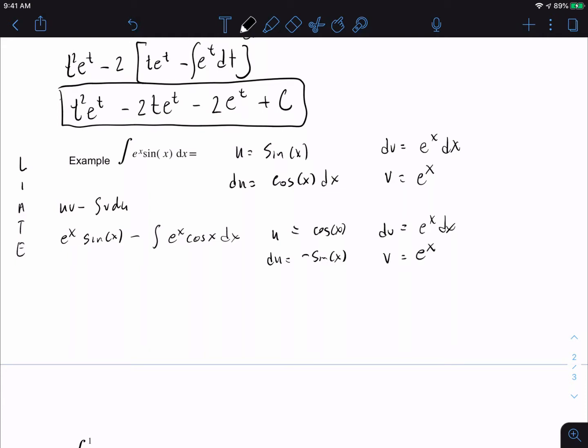And so what I'm going to have is e to the x sine of x minus, put the brackets, e to the x cosine of x minus the integral of e to the x sine of x dx. Right, I didn't put the dx there, bad habit. That becomes a plus, right, because of the negative sign. Do you guys agree?